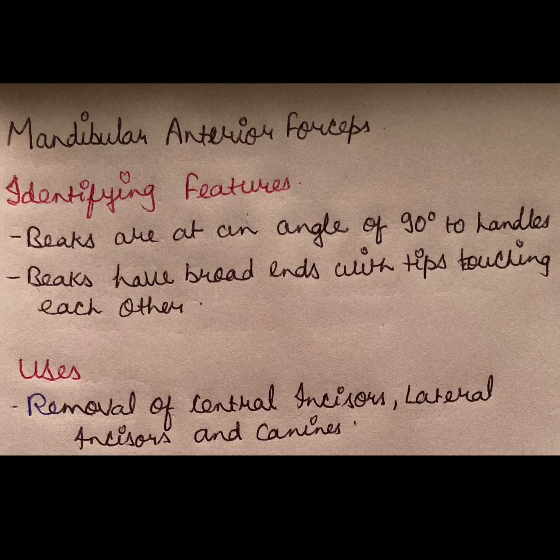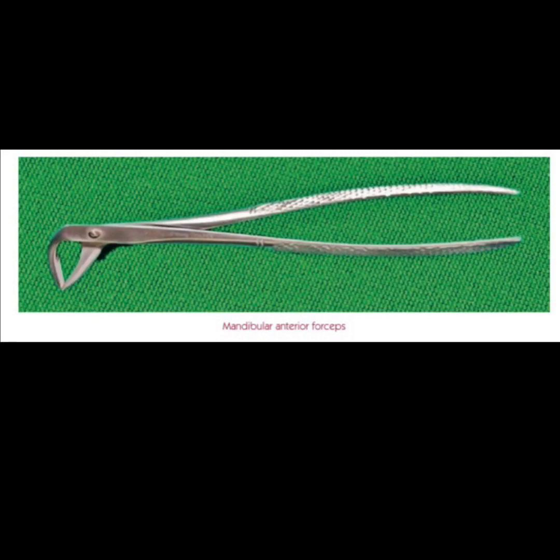Mandibular anterior forceps. How will you identify? In this, beaks are at a 90-degree angle to the handle and beaks have a broad end with the tips touching each other. These are used for the removal of central incisor, lateral incisor and canines. You can easily appreciate the 90-degree angle of the beak to the handle and tips are touching each other. How will you use? Beak faces downward in close approximation to the buccal surface of root. Movement given is buccal along with lingual.